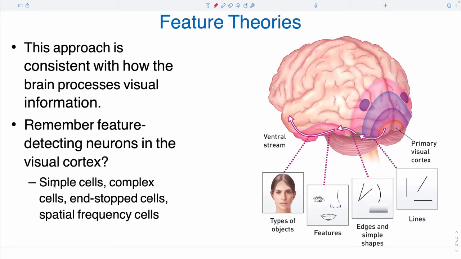So yeah, those feature detecting neurons in the visual cortex: simple cells detect orientation, complex cells detect movement, and end-stop cells detect size, and spatial frequency detects the thinness or thickness of these lines. And so here we can see that one stage of visual processing includes processing these facial features built from the simple, complex, and end-stop cells and so on from the visual cortex. We use that information to construct these features.